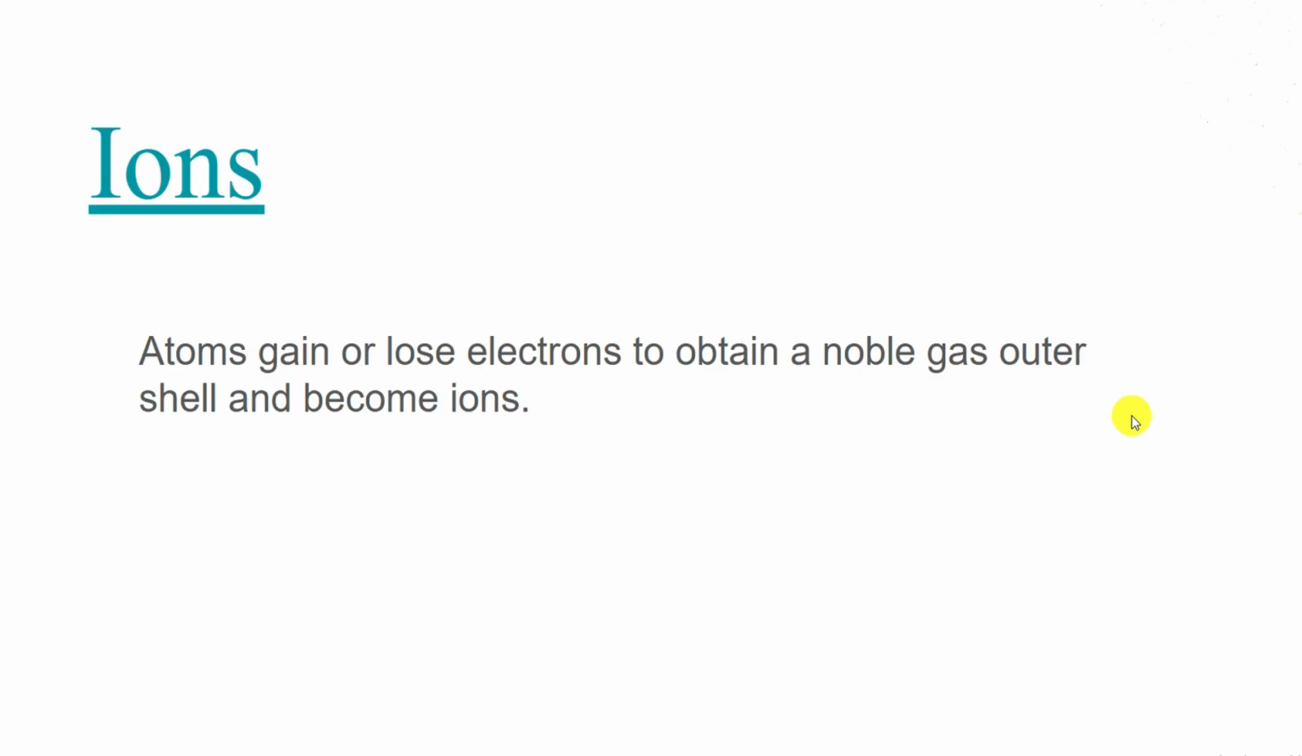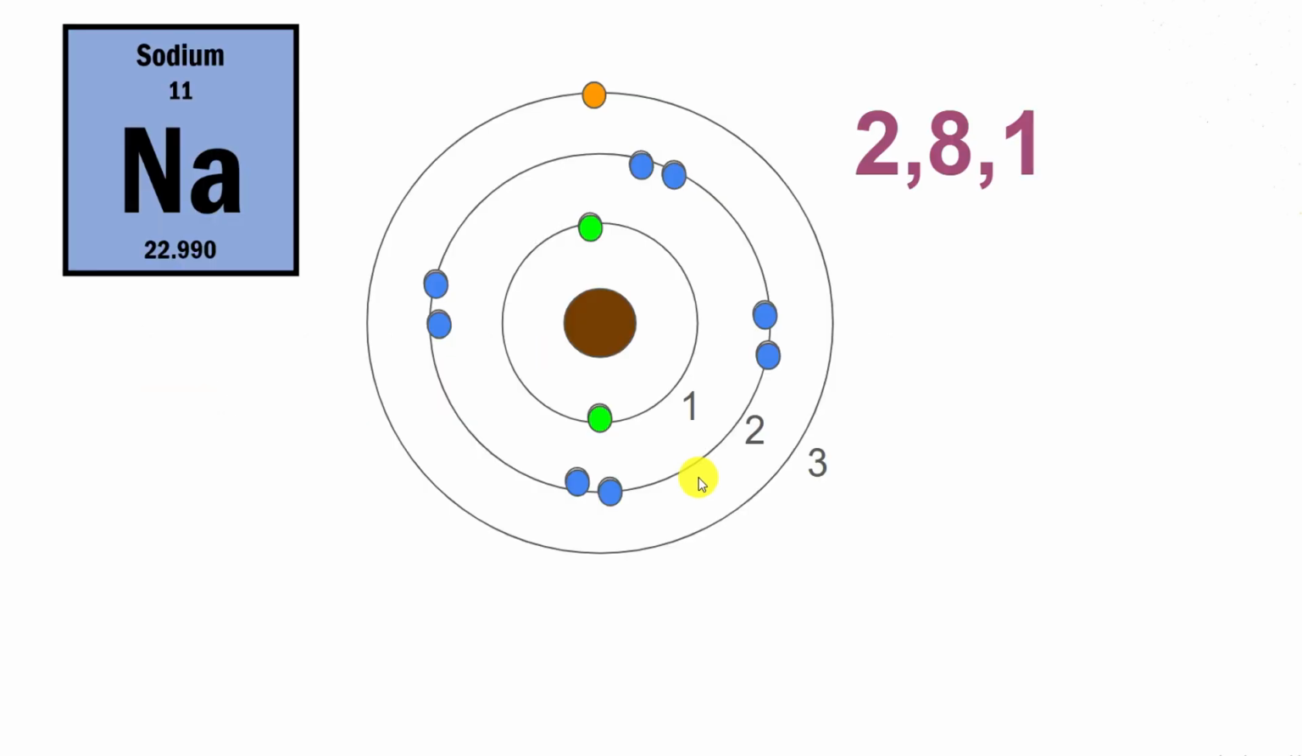So let's move back to ions. What is an ion? Ions gain or lose electrons to get a noble gas outer shell. What does that even mean? For example, here is sodium. As you can see, sodium has three shells.